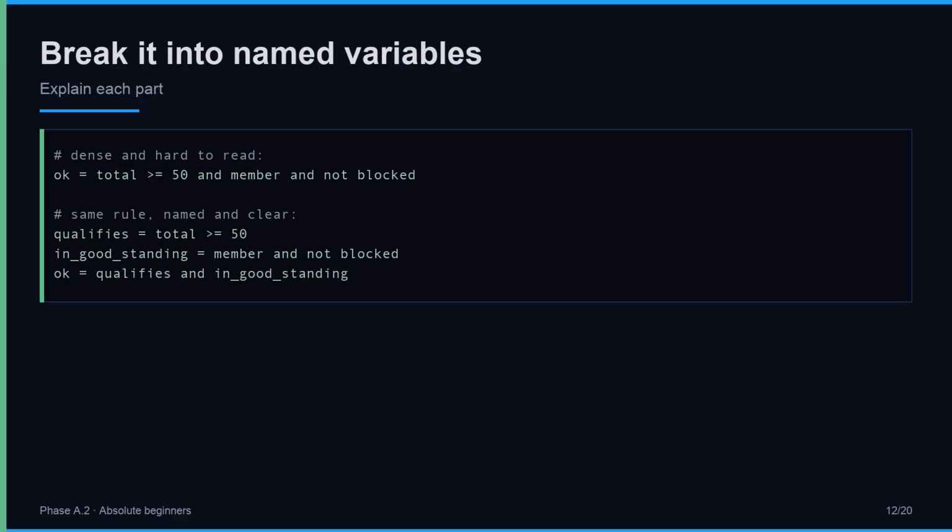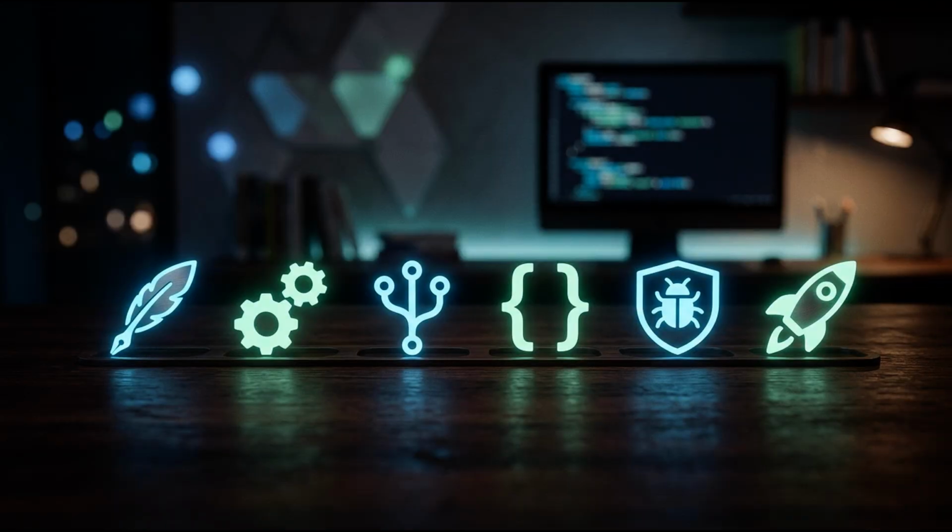Names carry the meaning. As expressions grow, 2 tools keep them honest: parentheses and well-named variables. Parentheses state your intent unambiguously. Named variables explain what each sub-result means. Reach for them the moment an expression stops reading like plain English. Clarity is always the goal, never clever density.